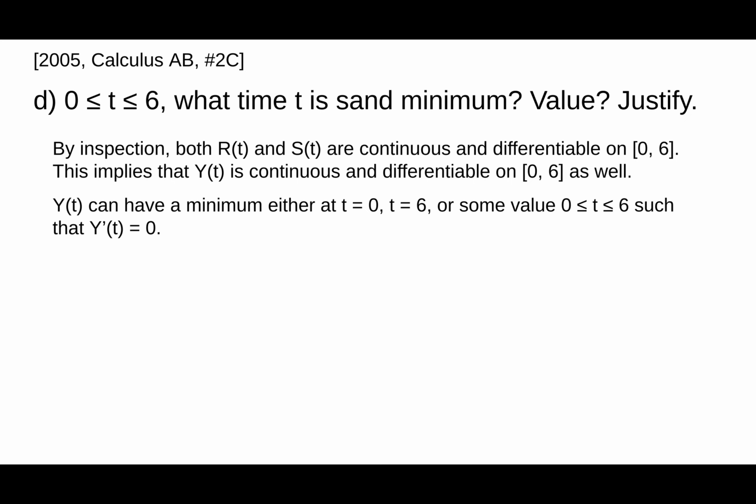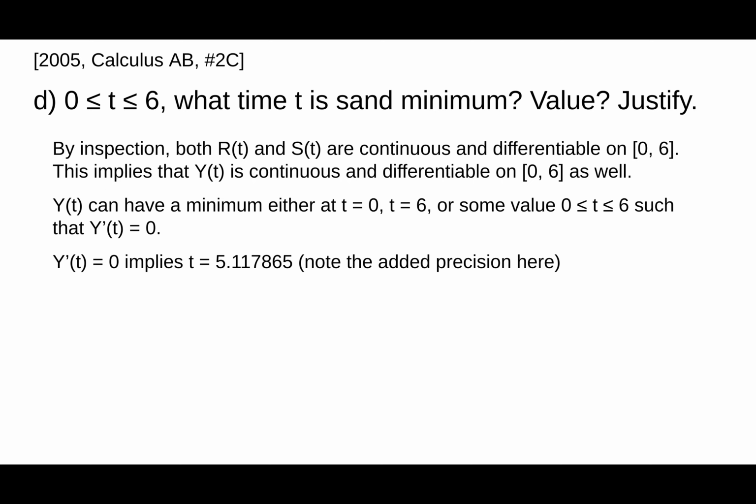So our function y of t can have a minimum value either at the endpoints t equals 0, t equals 6, or some value of t between 0 and 6 such that y prime of t is equal to 0. So we can figure out when the derivative of y of t is going to be equal to 0. This is a calculator active question. We can use our calculators to do that. Y prime of t is equal to 0 when t is 5.117865.